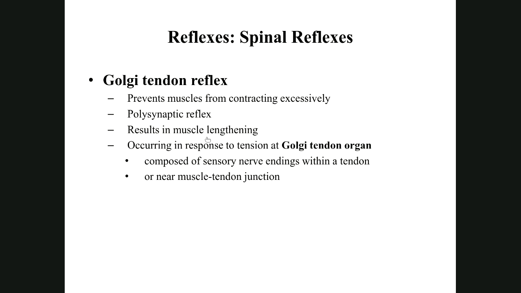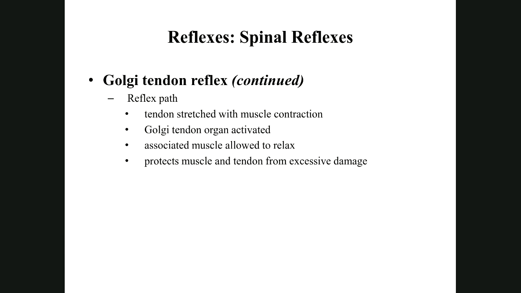And so here we're contracting too much. Instead of playing arm wrestling and contracting so much that you break your arm bone, the muscle needs to naturally lengthen a little bit, and that's when that other person wins, right? And so then the muscle lengthens, and it allows the tension to be released so it doesn't snap anything. Don't worry about this reflex path, but the whole key is to protect the muscle and tendon from excessive damage.